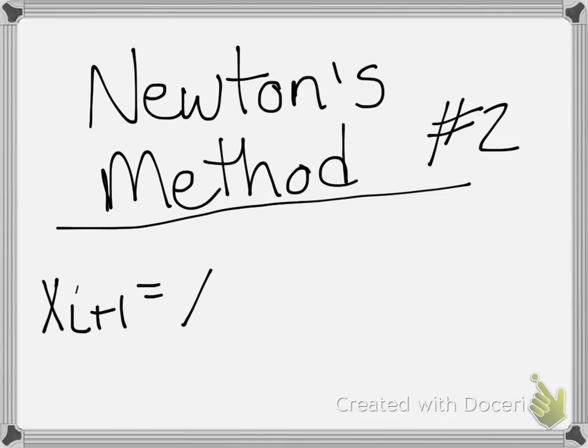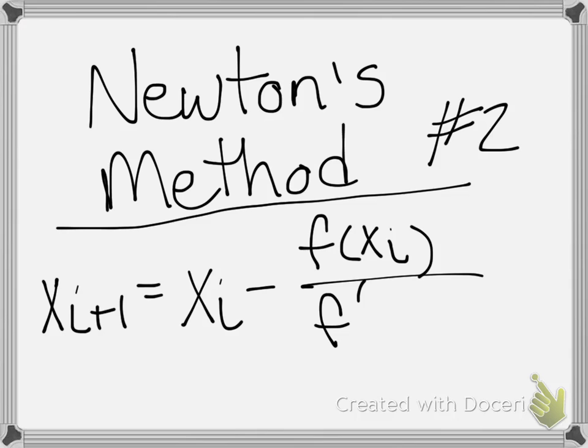equal to x sub i minus f of x sub i over f prime of x sub i. Okay, so I'm going to try to speed things up a little bit on this video, just since, if you have any questions, you can go back and watch the previous video to figure out kind of what I'm doing.